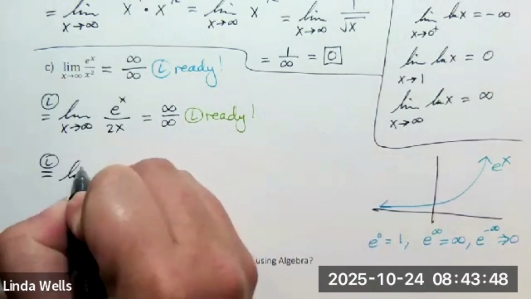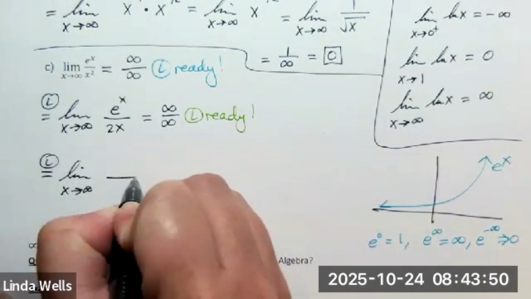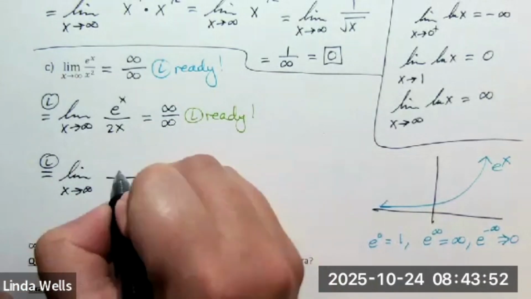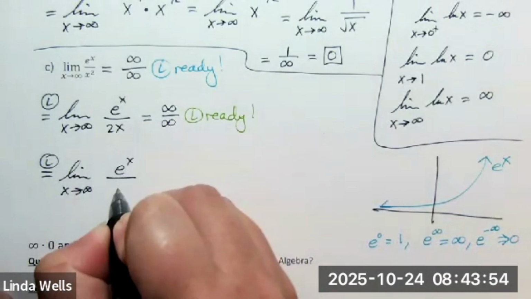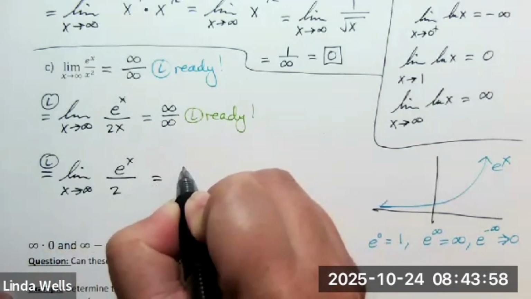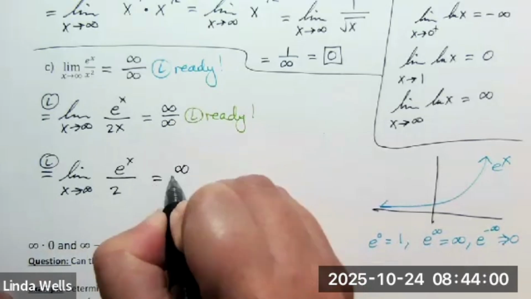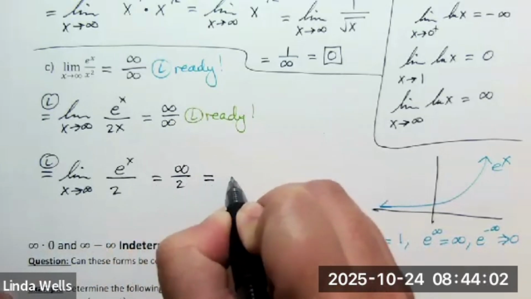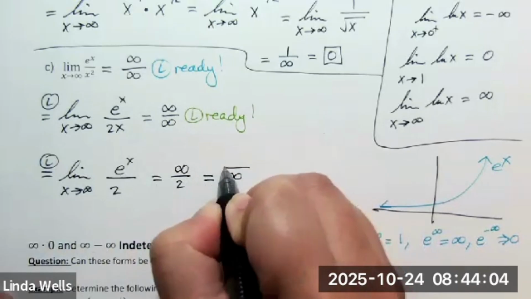All right, limit as x goes to infinity. What's the derivative of the top? And the bottom? What happens if we evaluate this time? What do we get? What's infinity divided by 2? We got an answer.